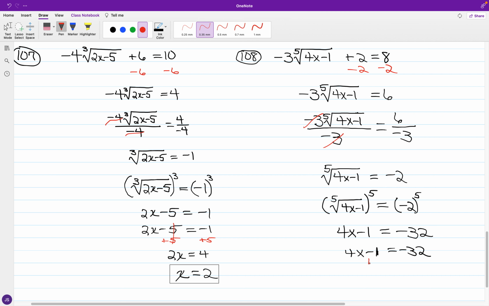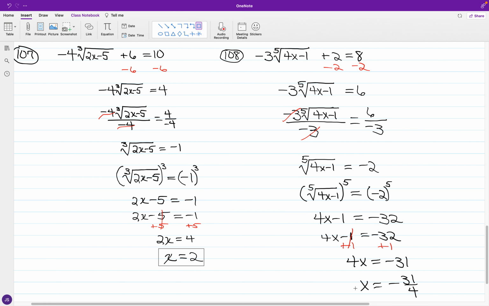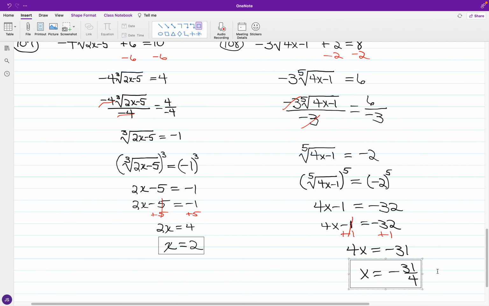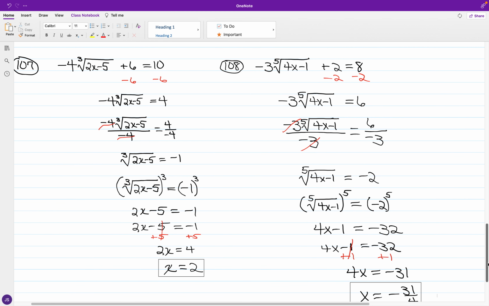And so looking at isolating the variable term, upon adding 1 to both sides, we have 4x is equal to -32 plus 1, so we are going to have -31. And we have a division by 4. So we have a non-integer value with a negative fraction, -31/4. Alright, and so again with odd roots, the principal square root rule does not apply.